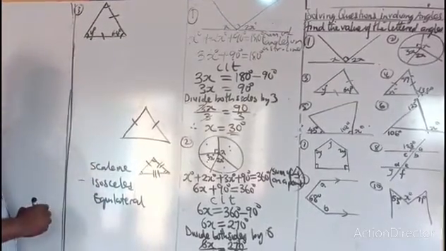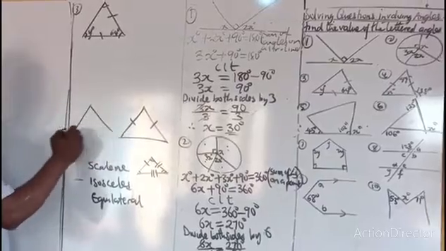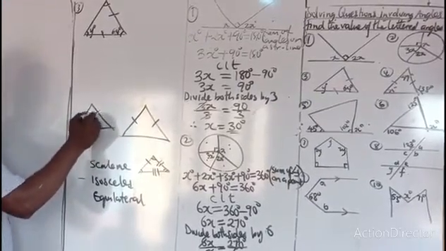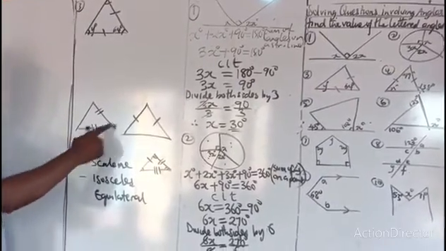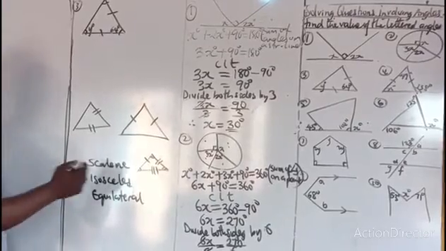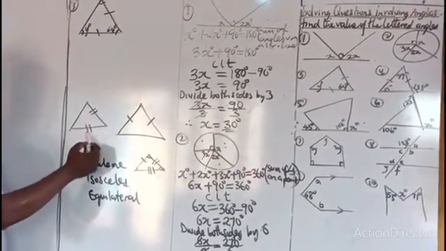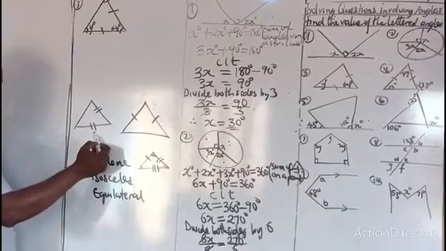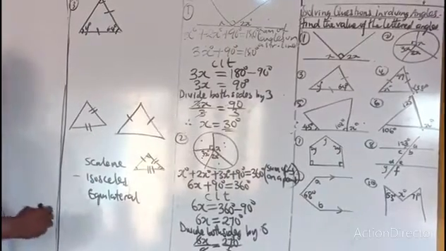So if you have something like this, where somebody draws the marks in a different position, what kind of triangle is this? It is still isosceles. Why? Because the same mark that they drew here is what they drew here, meaning that this side and this side are equal. Is that clear?